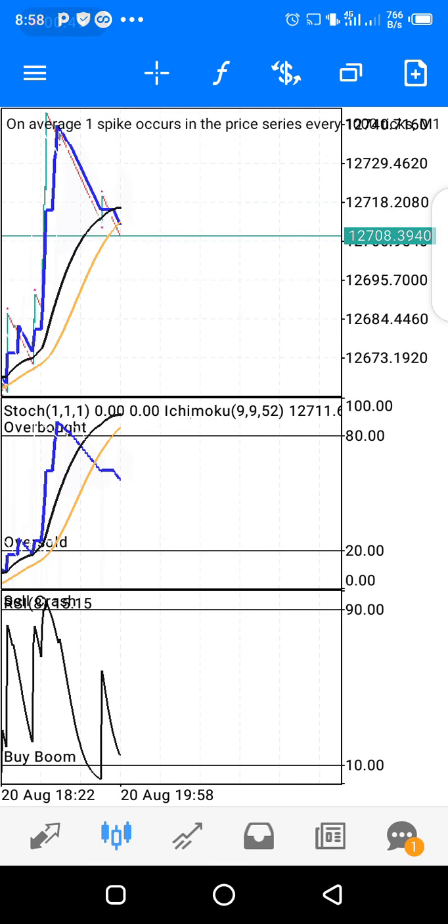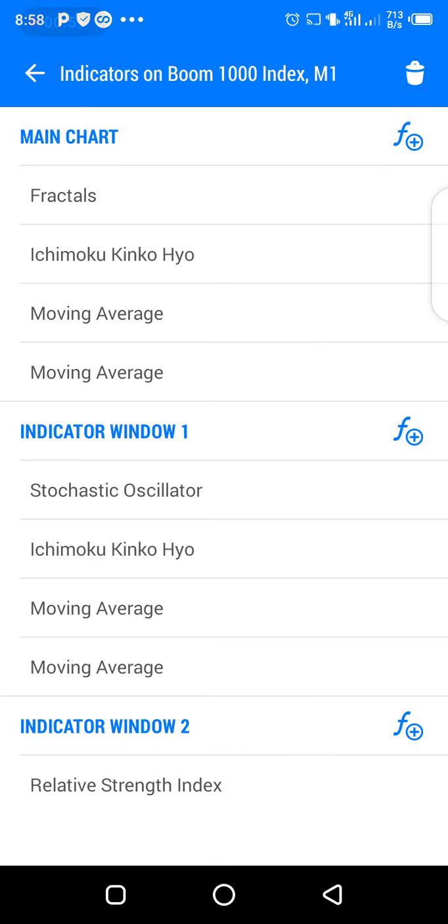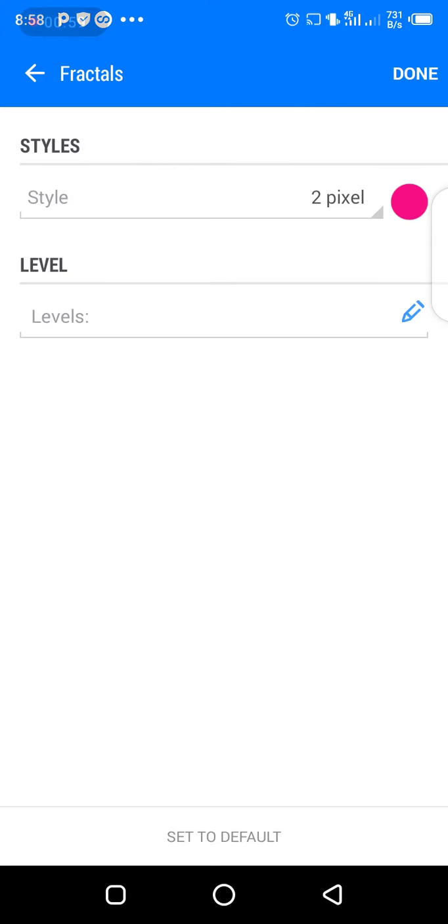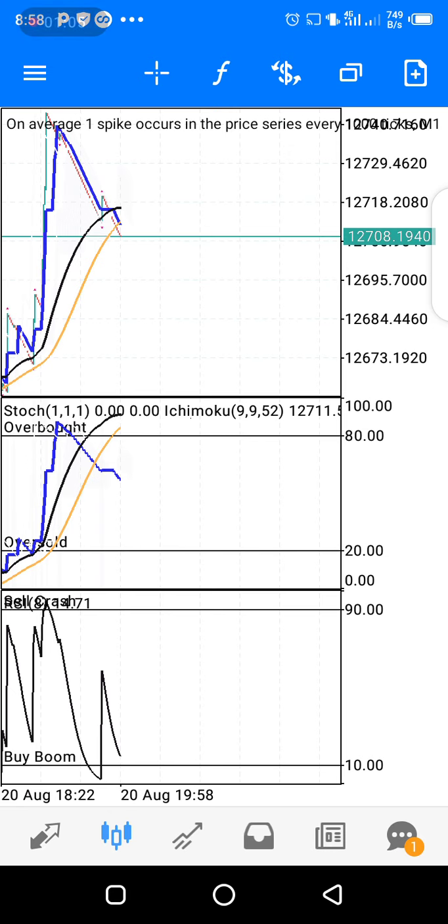So first of all, you look at my indicators here. On my main chart, I have the fractals. All right, so this is how the setup is. On your styles, you have 2 pixels, but there are no levels. All right, so that's for the fractals.